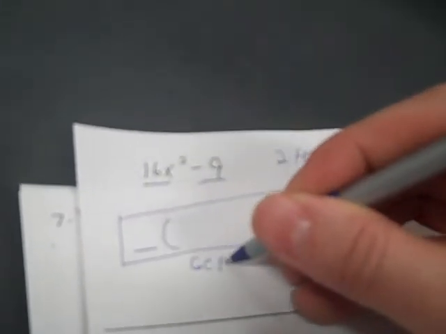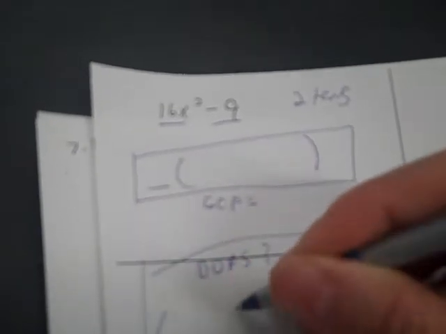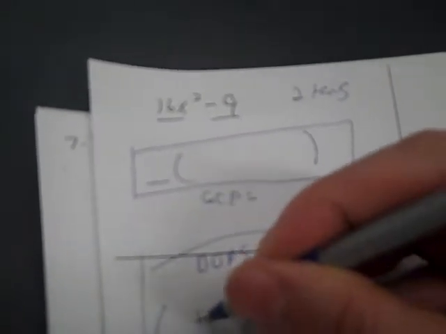16x to the second power minus 9. There are 2 terms. So to factor 2 terms, we do our GCF. You have to know the rules. You have to know how to set them up. Otherwise, the rest of this is really a moot point. And then difference of perfect squares. And also, I have it up on the board too.